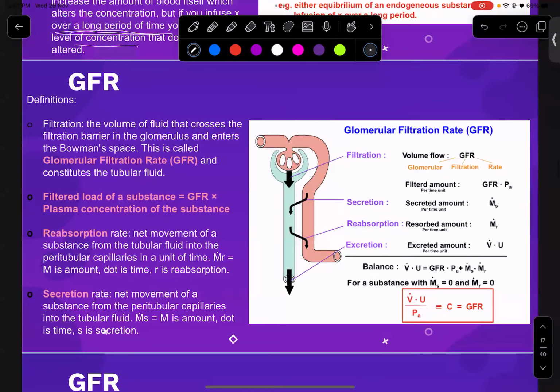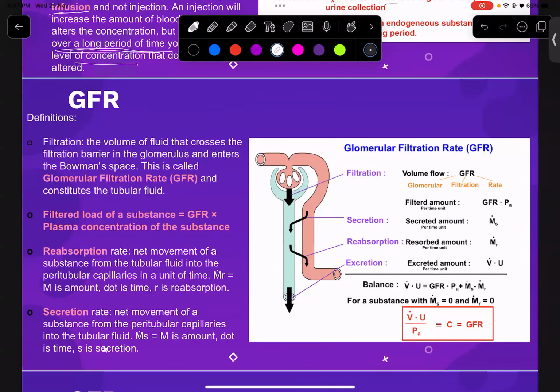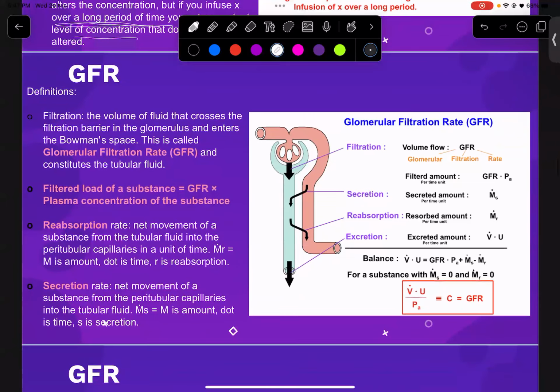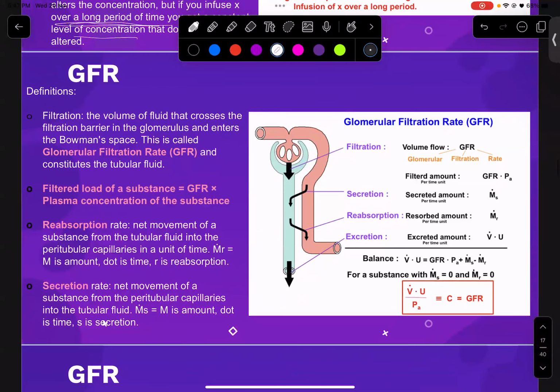Okay. Now, GFR, as I mentioned before, is the glomerular filtration rate, and it is what makes up the tubular fluid. Filtration is simply the volume of fluid that is crossing the filtration barrier and entering the Bowman space. And the filtered load of a substance is equal to the GFR multiplied by the plasma concentration. So whatever GFR you have multiplied by the original plasma concentration of the substance will give us the amount of substance that got filtered and entered the tubular system.